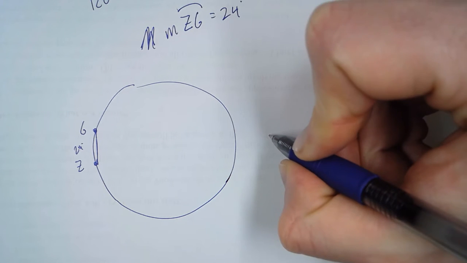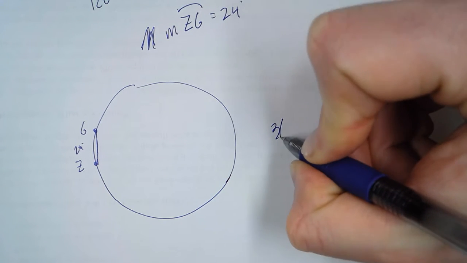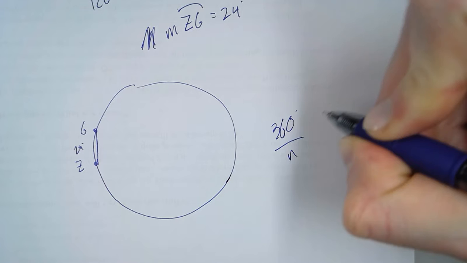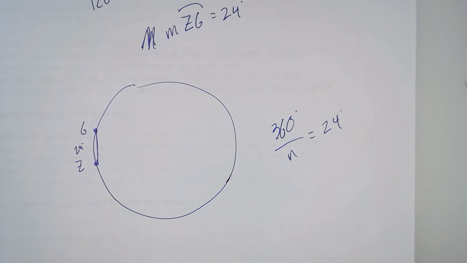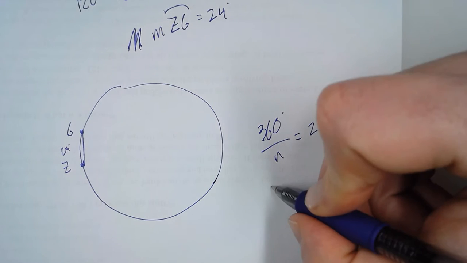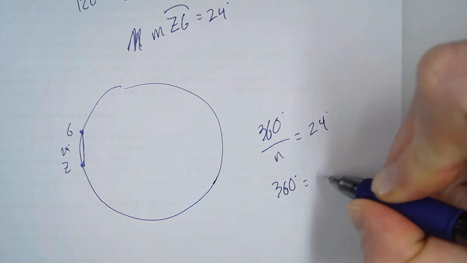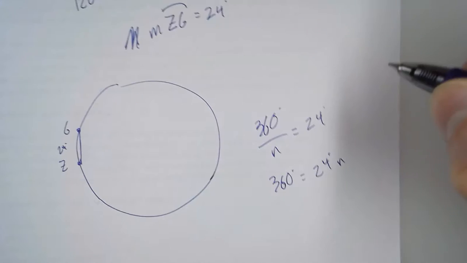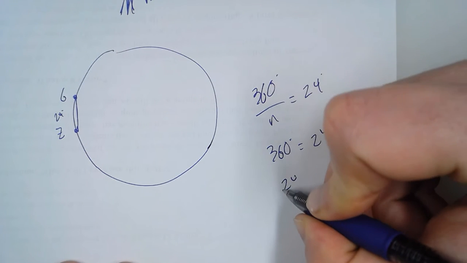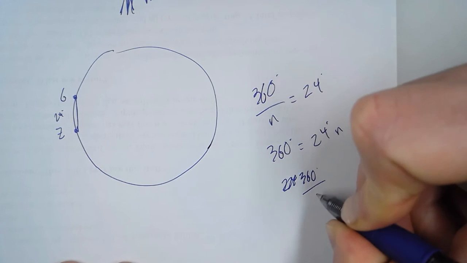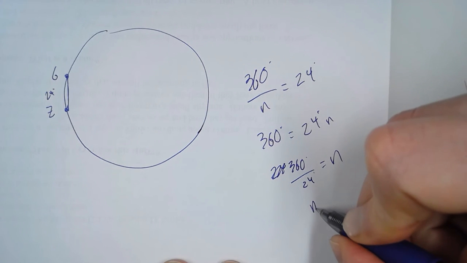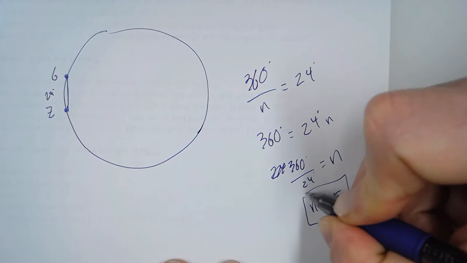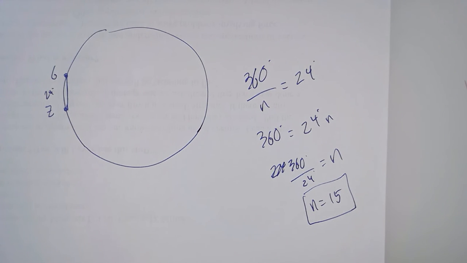So what we can do is we can work this formula backwards, because n is the number of sides of this polygon, which we don't know. And so that means multiply n to the other side, and then divide both sides by 24 degrees. And when we do that, we get n equal to 15, which is the number of sides of this polygon. And there's our answer, and we're done.